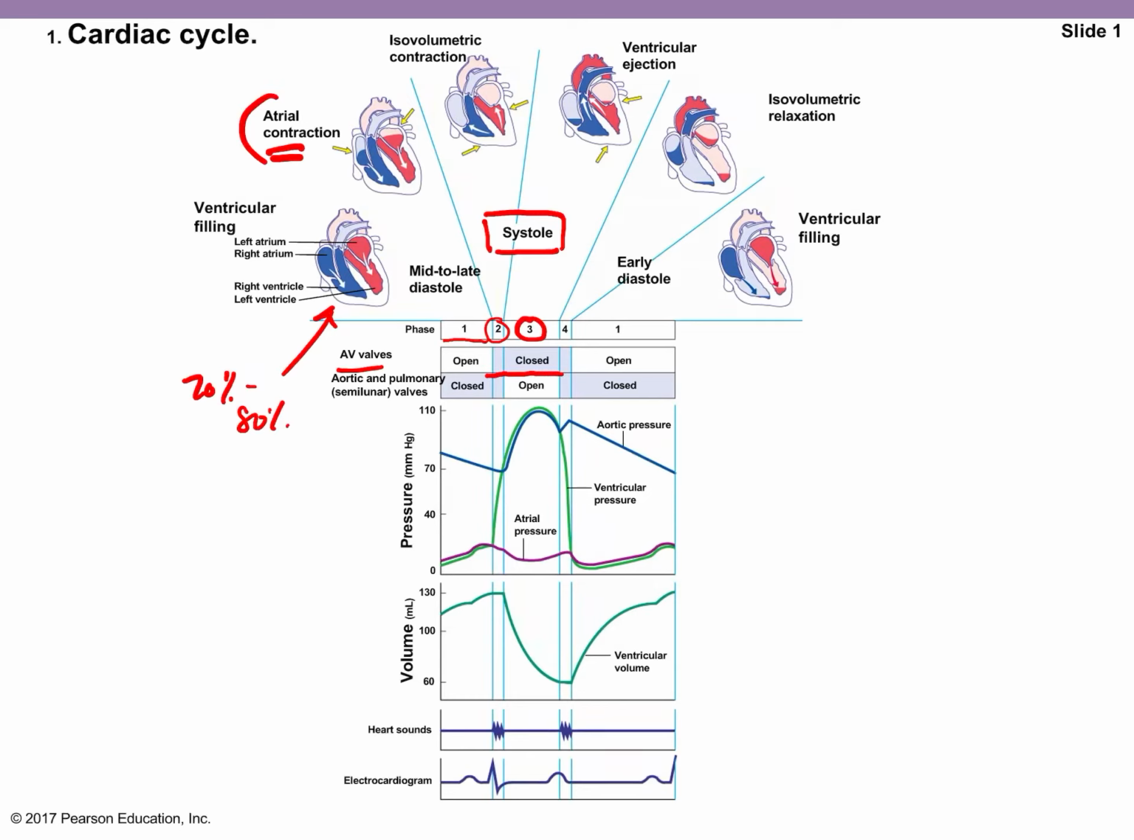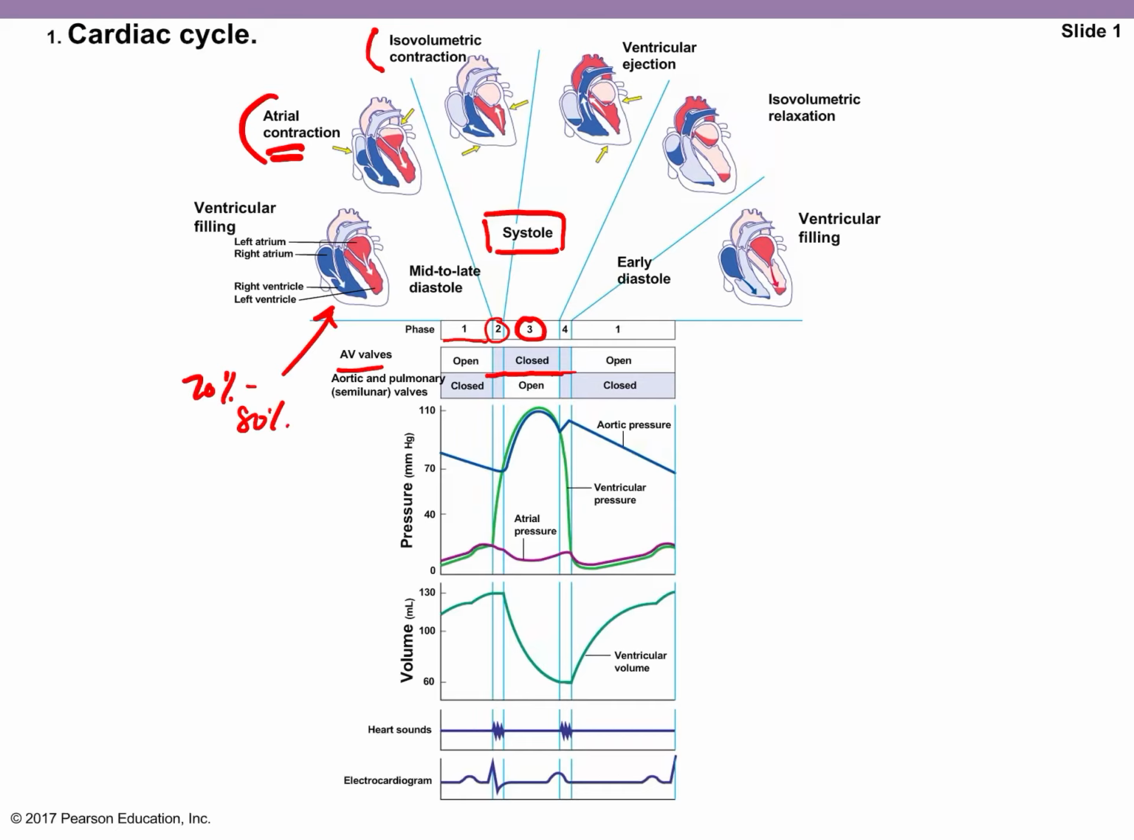So you can see that the AV valves are now closed in 2 and 3, and also in 4, they're closed. As the ventricles contract, the increase in pressure is going to push up on those AV valves, and that's going to close them. That first initial part where there's actually no blood ejecting is called isovolumetric contraction. Isovolumetric, the volume is the same. There's no change in volume. The blood inside the ventricle stays inside the ventricles.